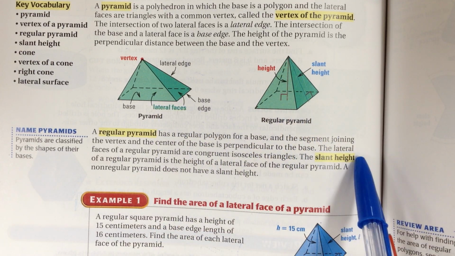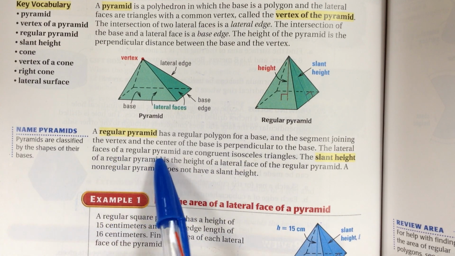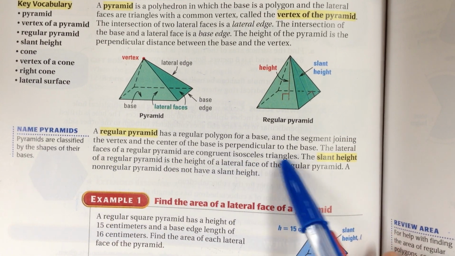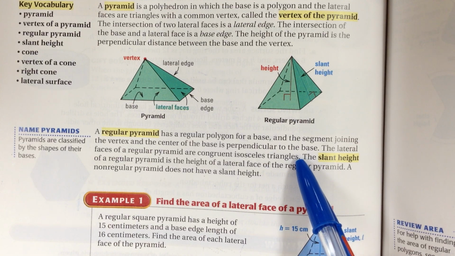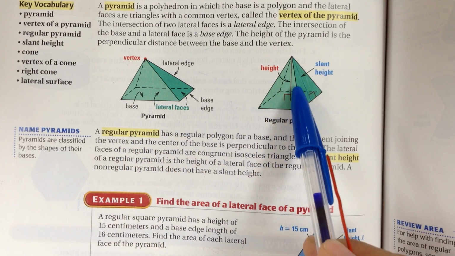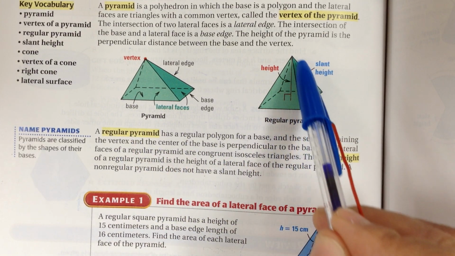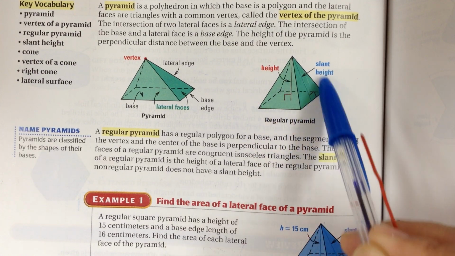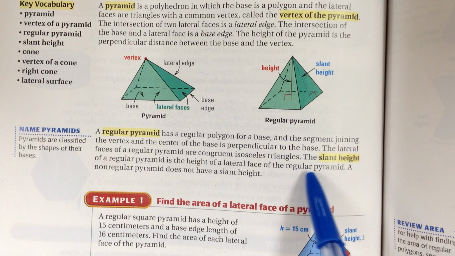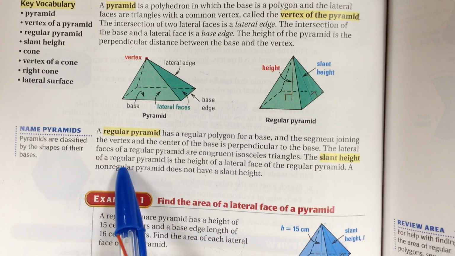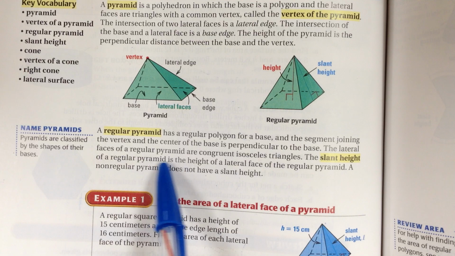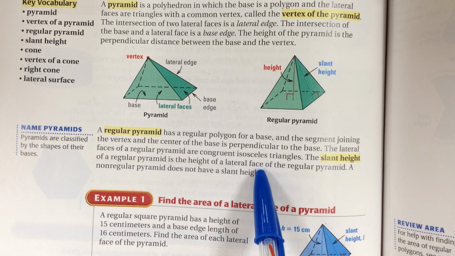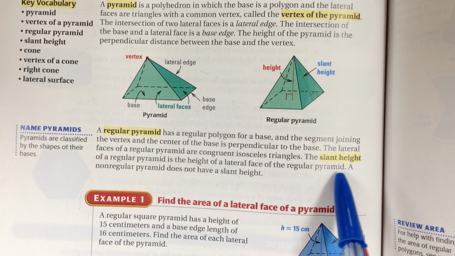It says the lateral faces of a regular pyramid are congruent isosceles triangles. So when it's regular, that means all the sides of the base are congruent. That means all the triangles on the sides would be congruent triangles, and they'd all be isosceles. The slant height of a regular pyramid is the height of the lateral face of the regular pyramid.